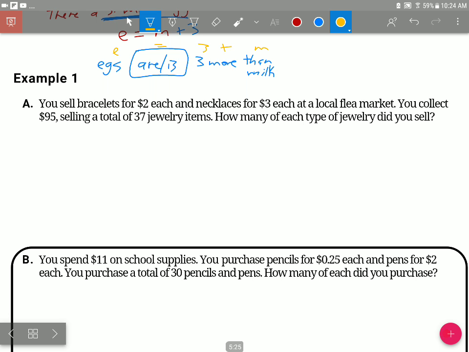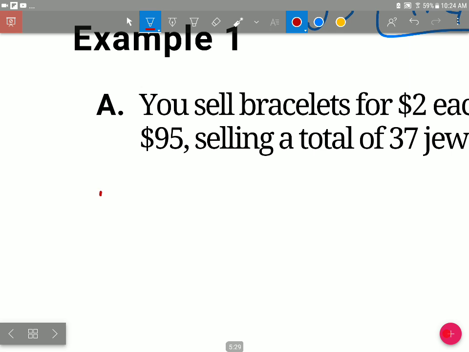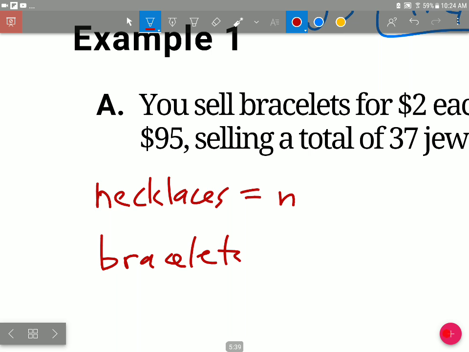And what else? Bracelets. Okay, so I'm zooming right here. Necklaces. What letter do you want to use for necklaces? Sounds like an excellent choice. Bracelets. What do you want to use for bracelets? Sounds excellent. Now, if you really want to, you can use X and Y, but you have to find a way to keep them straight. You can't swap through them halfway through the question. All right, so we got necklaces and bracelets.